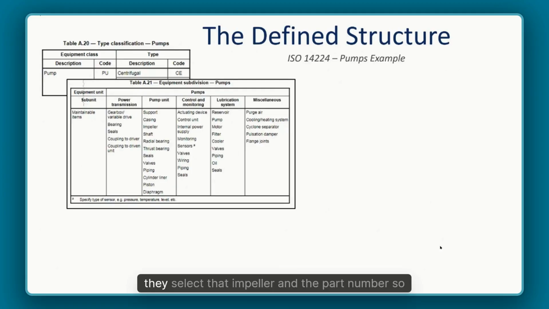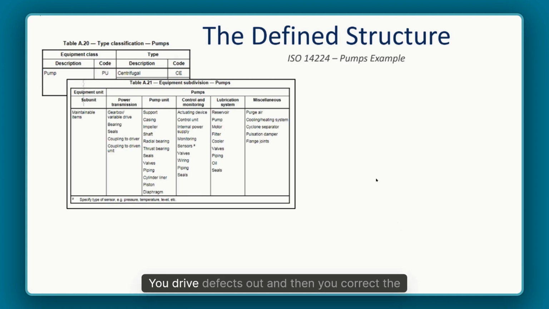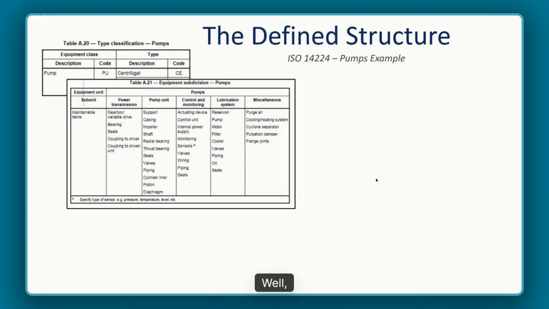They go in, they select that impeller and part number so that you're being supplied what you want. You're not getting aftermarket, I want this material. This is how you do that. That's how you get to this point. You drive defects out, and then you correct the problem on the supply chain side. So, how many times have you had guys in the mining business say they keep buying those shitty parts? Excuse my French.